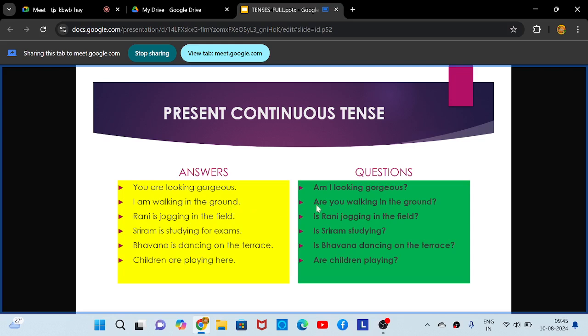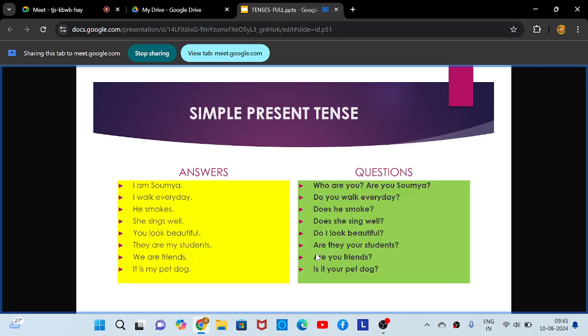So here you can see that if I am using is or am or are, all the verbs are in the ing form, gerund form. Looking, walking, jogging, studying, dancing and playing. Okay, so generally is, am and are are used in present continuous tense only. But here I have included this is and are in simple present tense because you are not using the V1 plus ing in this question, no, please check.